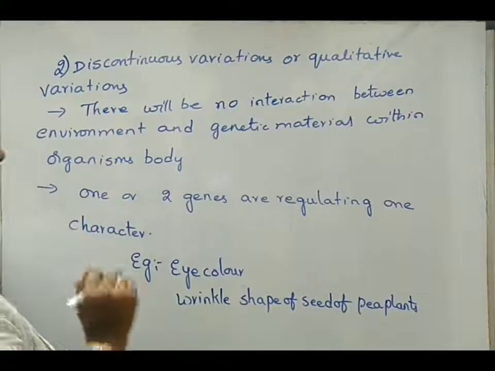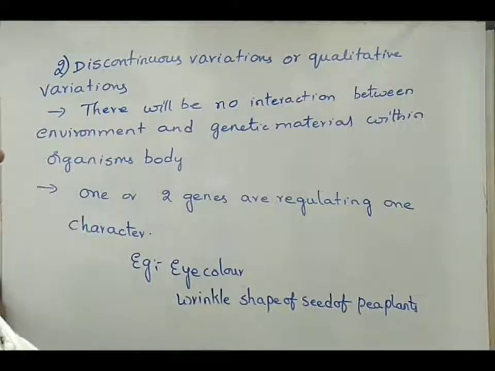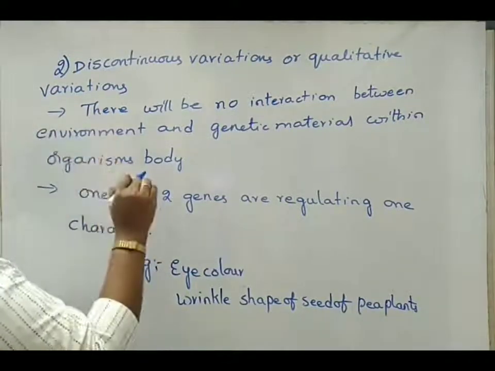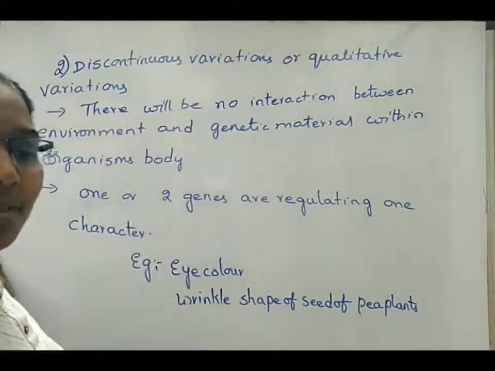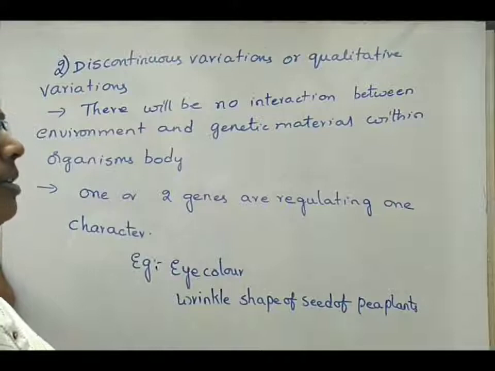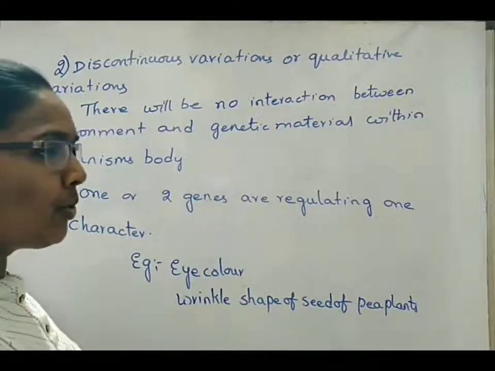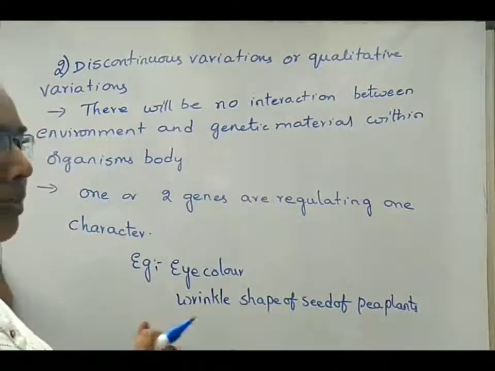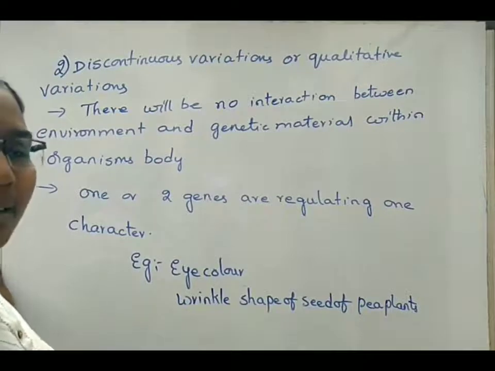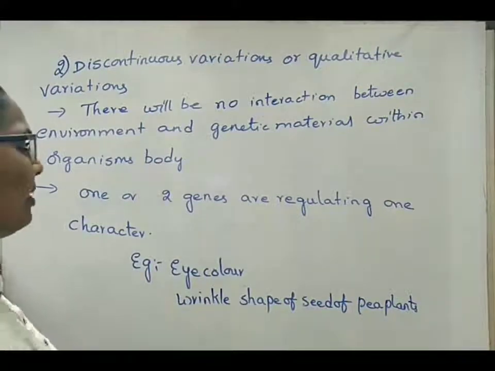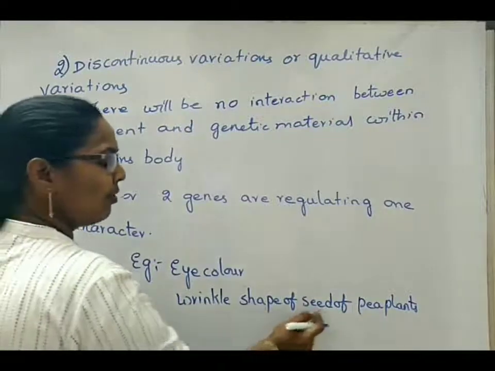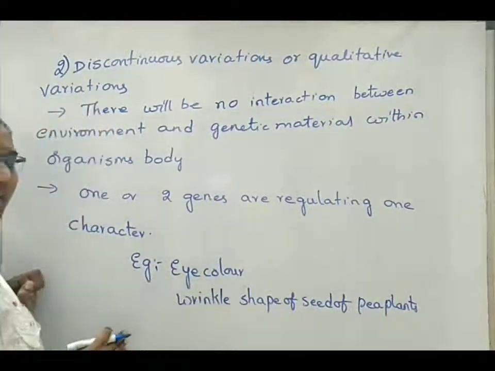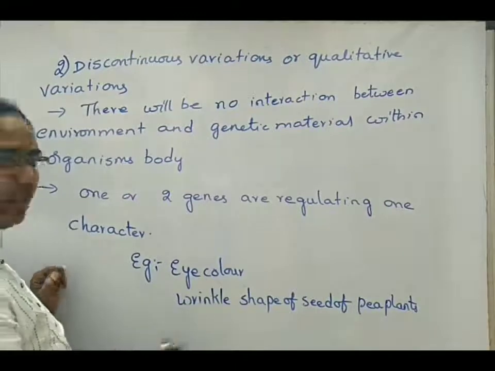Previously we have seen continuous variations or quantitative variations. There is interaction between environment and also genetic material. But in case of discontinuous variations or qualitative variations, there is no interaction between the environment and the genetic material that is present within the organism's body. Example, eye color and also wrinkled shape of seed of pea plant. We simply can write wrinkled seed of the pea plant.